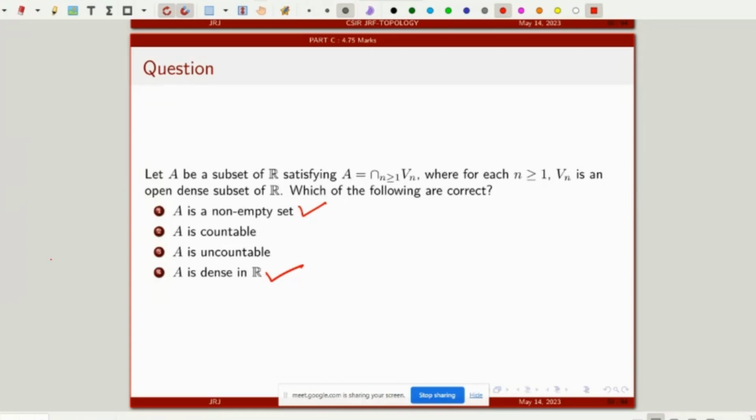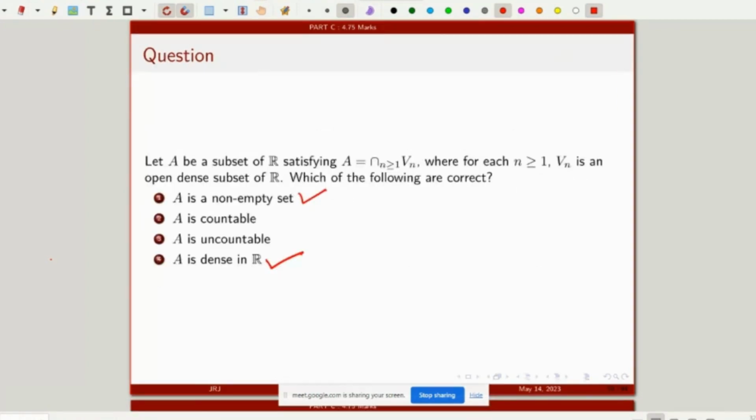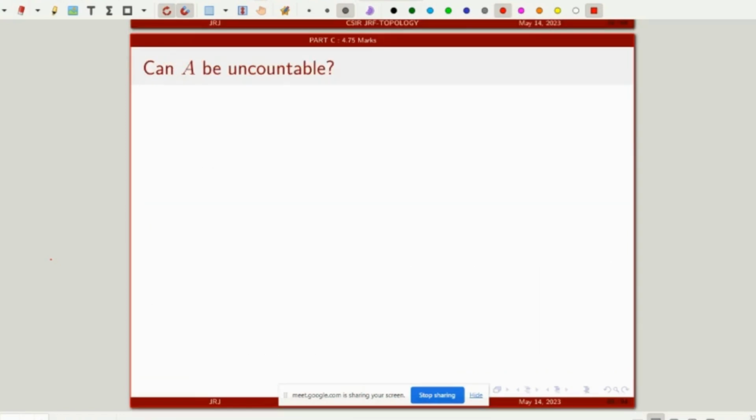Can A be countable? Baire theorem, whoever doesn't know, you can see from here. Let X be a metric space. Then the intersection of a finite number of dense open subsets of X is dense in X. And if X is complete, then the intersection of a countable number of dense open subsets of X is dense in X. So here we have countable open dense subsets, so that will be dense in R. So A is a non-empty set and A is dense in R. Now, can A be uncountable?